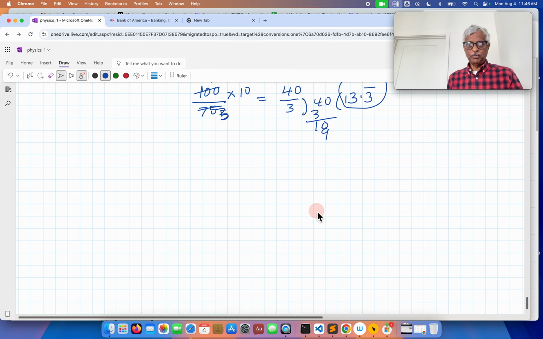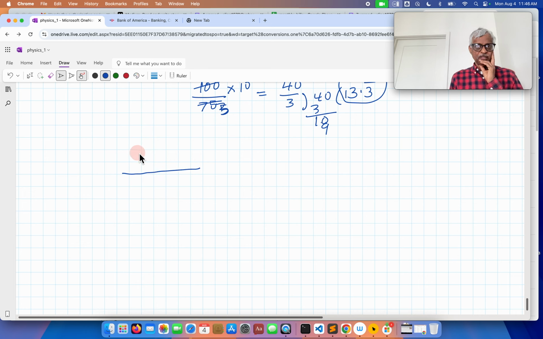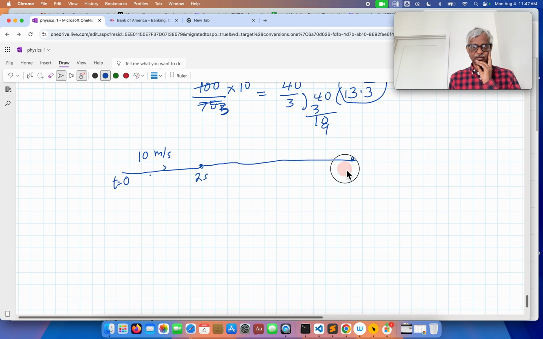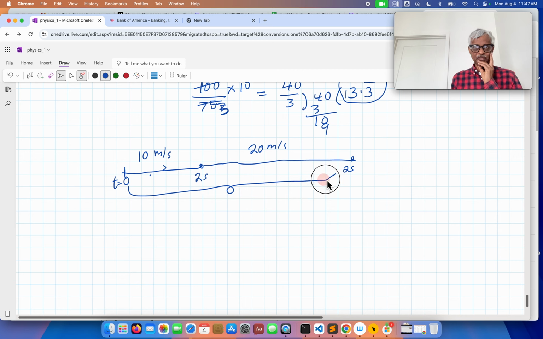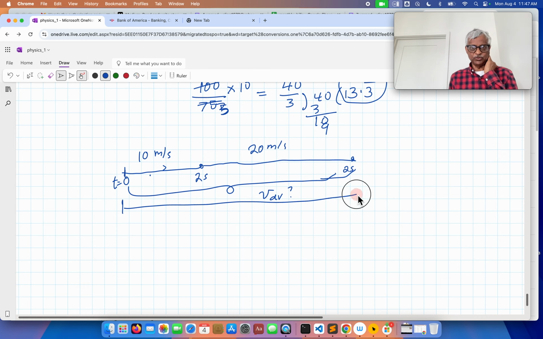Okay. How about if you went 10 meters per second for t equal to 0 to maybe 2 seconds. But you went another 2 seconds, but this time you're at 20 meters per second. So now, what's the average speed? Well, you might say, okay, let's do the same thing. Find the total distance, find the total time.